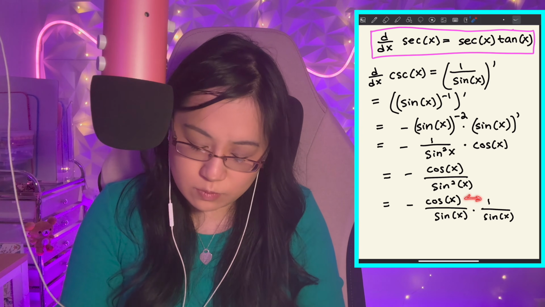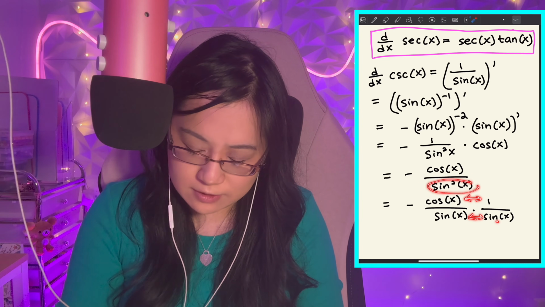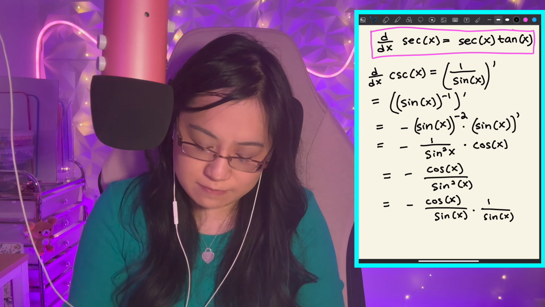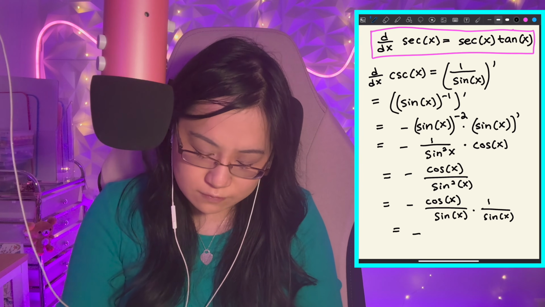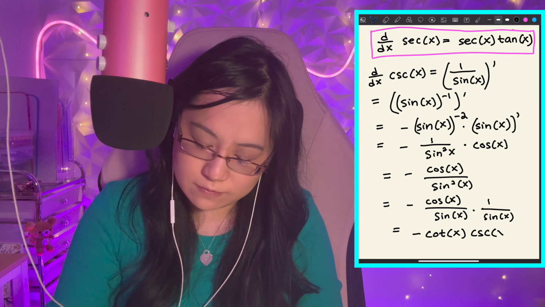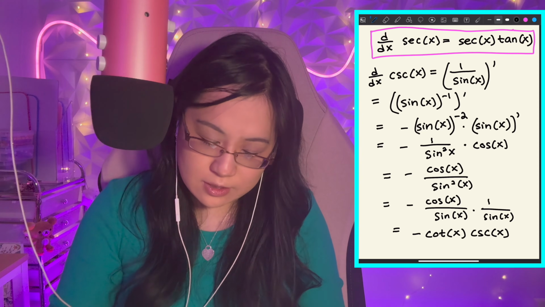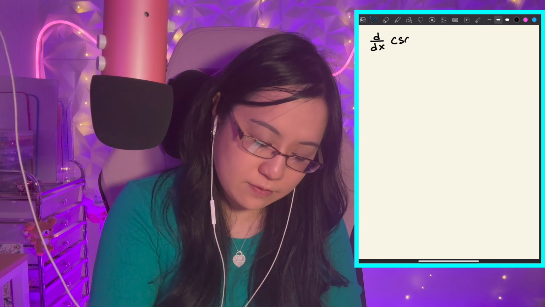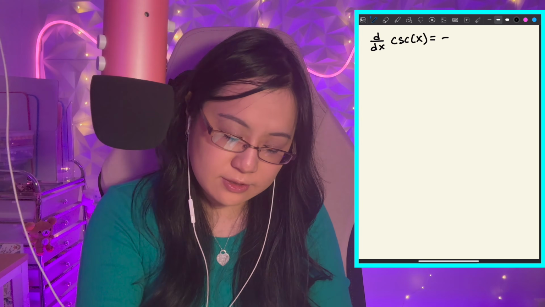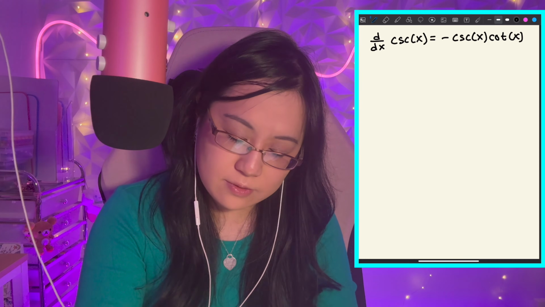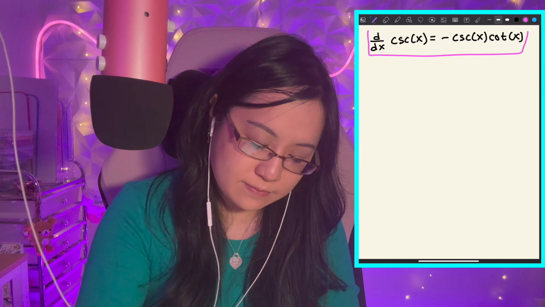I'm doing this because we know the definitions of trig functions up front, so it cleans it up nicely. When you multiply fractions, you just multiply across, right? So sine times sine is sine squared. Cosine x times 1 is cosine x. And I have my negative. Cosine over sine is cotangent, and 1 over sine is cosecant. Again, I'm going to flip the order of this and write negative cosecant, cotangent, but it doesn't matter. So the derivative of cosecant x is negative cosecant x cotangent x. Ta-da!